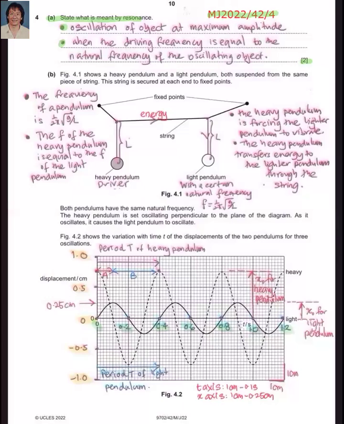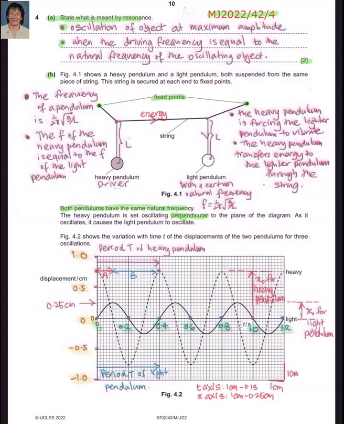Then for part B, figure 4.1 shows a heavy pendulum and a light pendulum, both suspended from the same piece of string. The string is secured at each end to a fixed point. Both pendulums have the same natural frequency. The heavy pendulum is set oscillating perpendicular to the plane of the diagram. As it oscillates, it causes the light pendulum to oscillate.